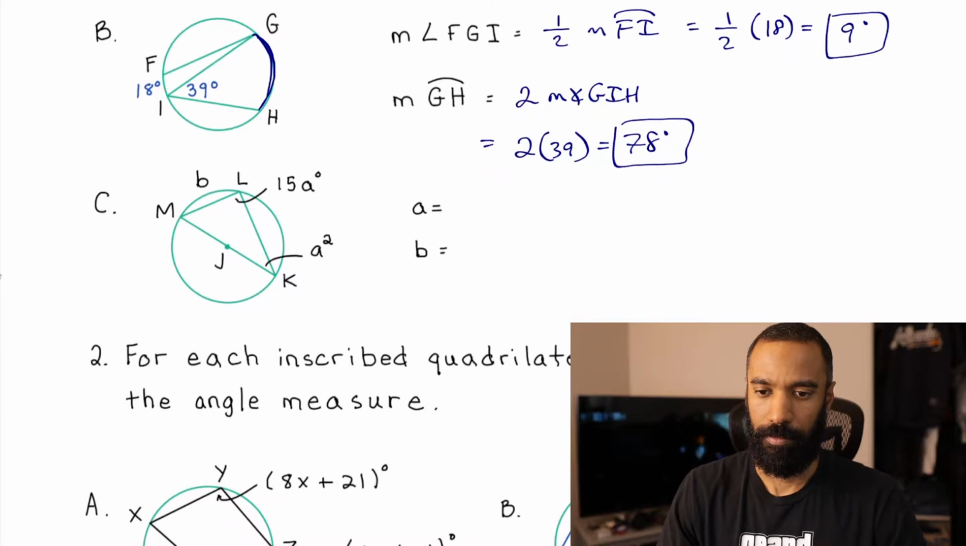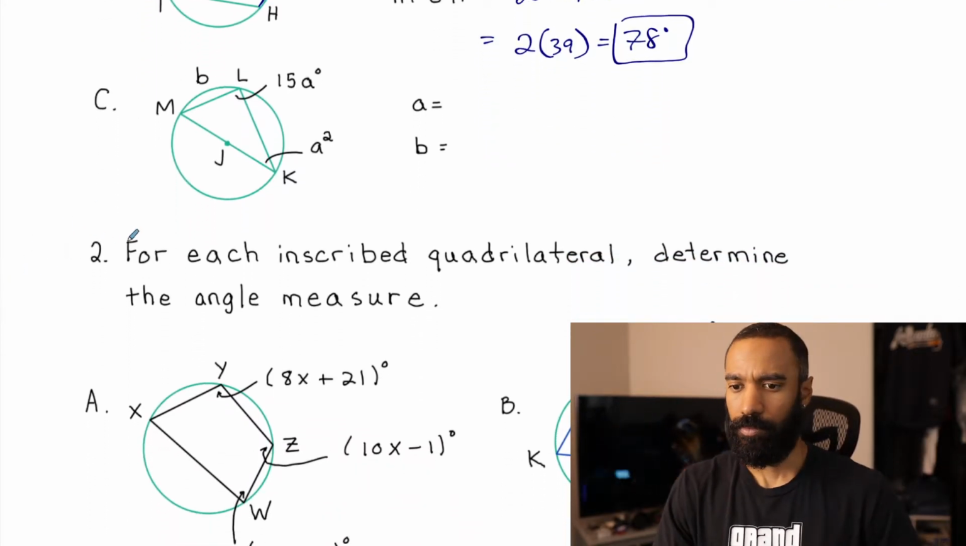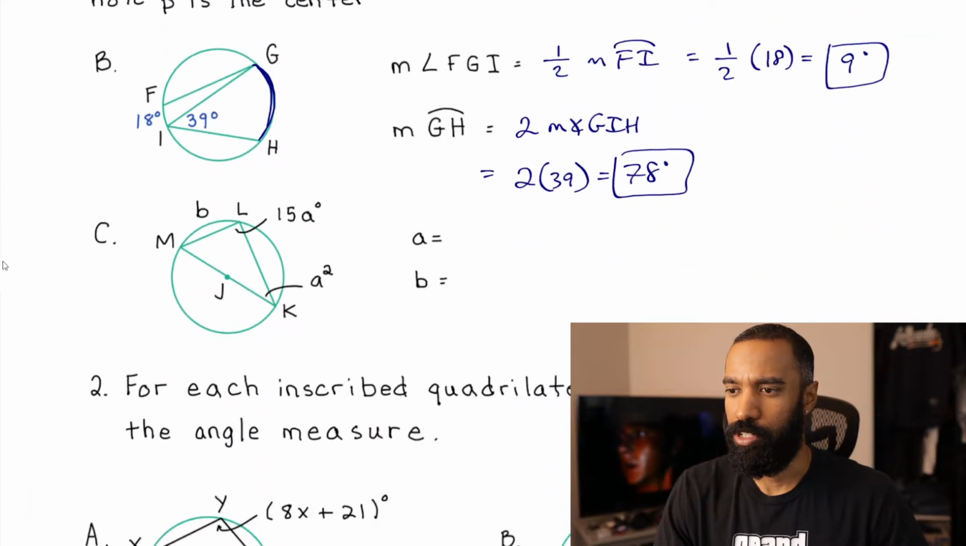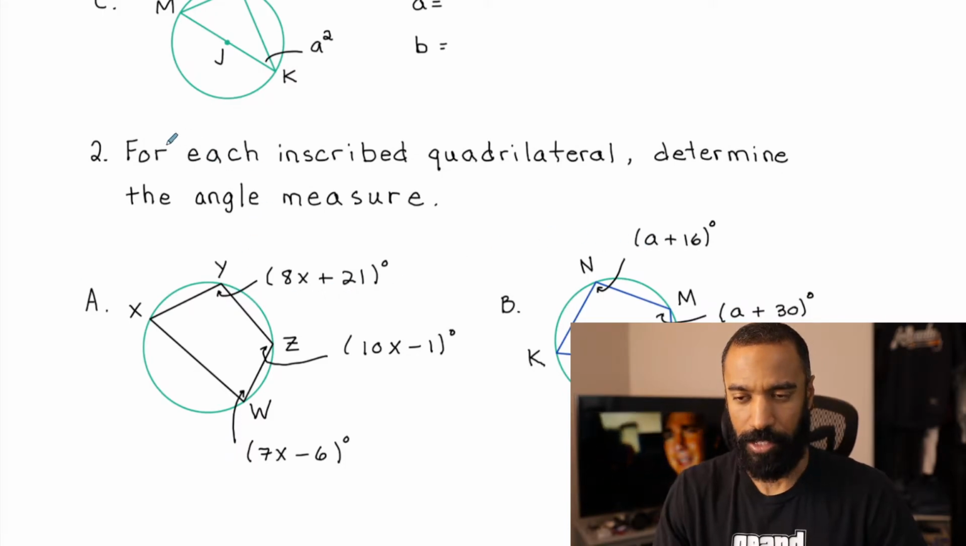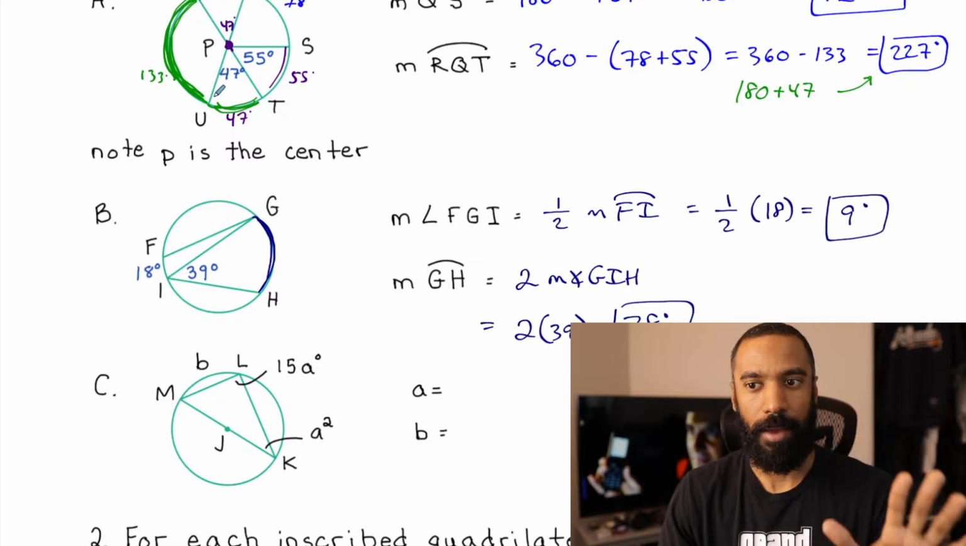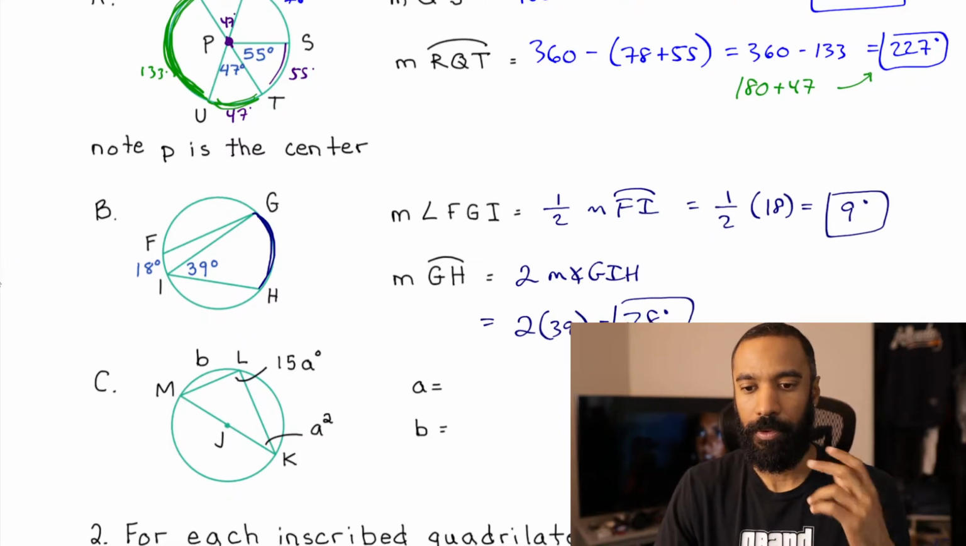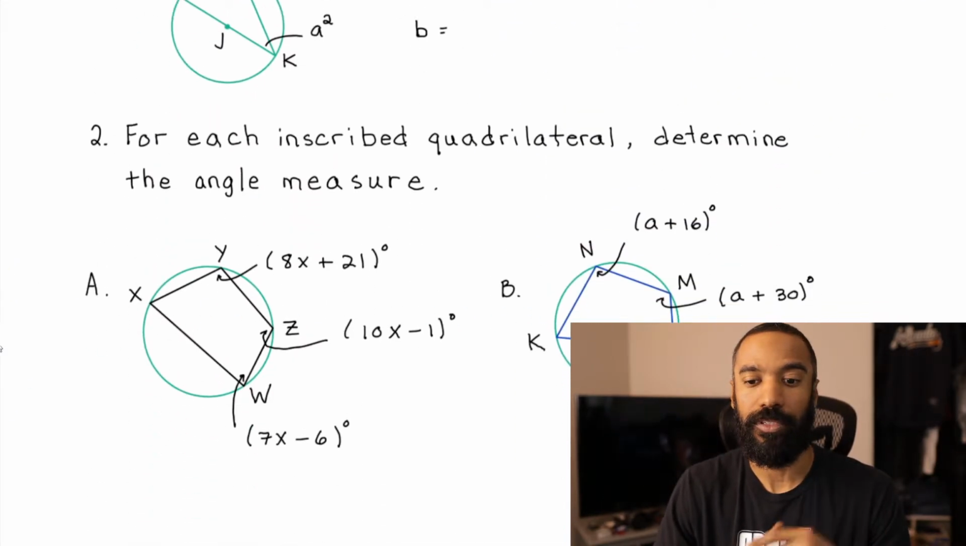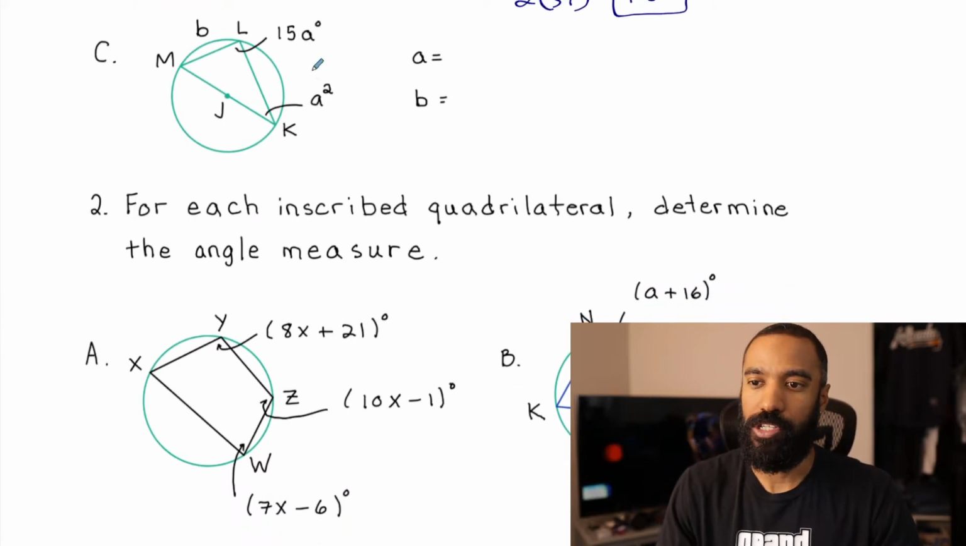Okay, part C. What's different for each indicated measure? Okay, I see, different kinds of questions. The first few questions we're dealing with have to do with inscribed angles and central angles purely, and then we're going to start talking about inscribed quadrilaterals. All right, part C right here.